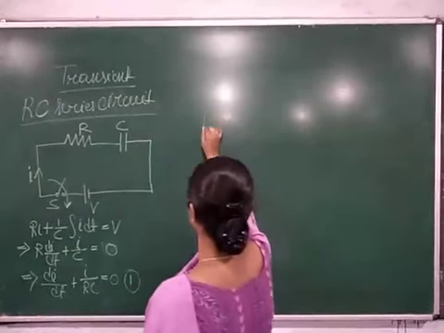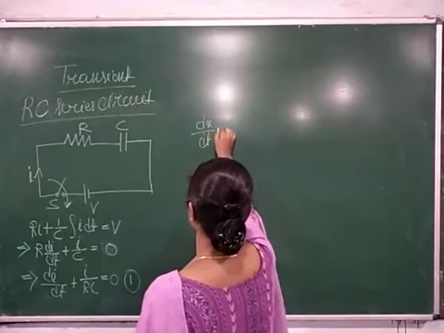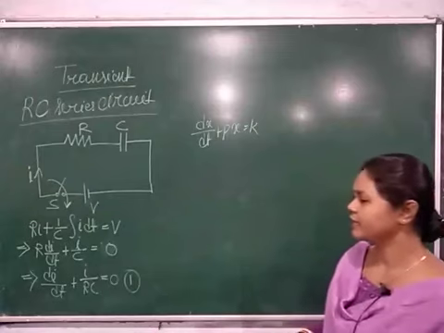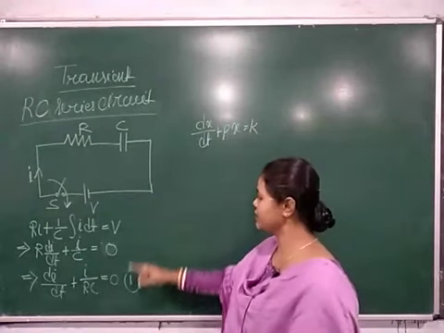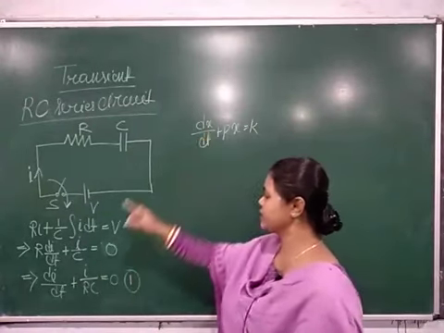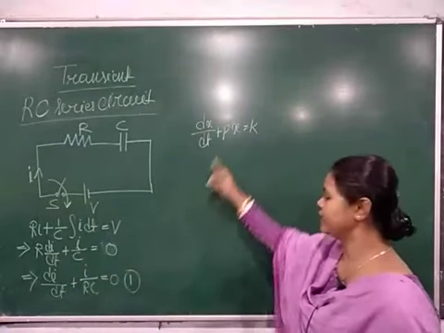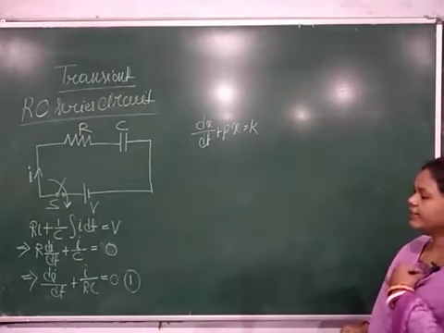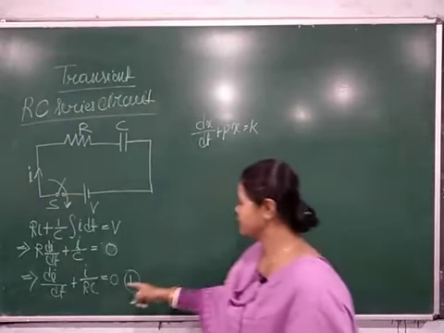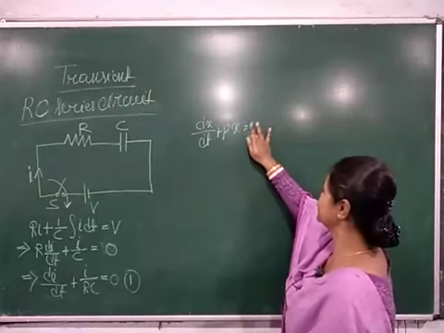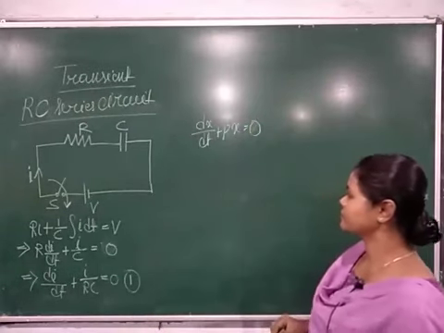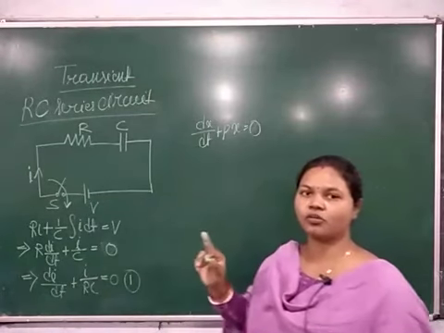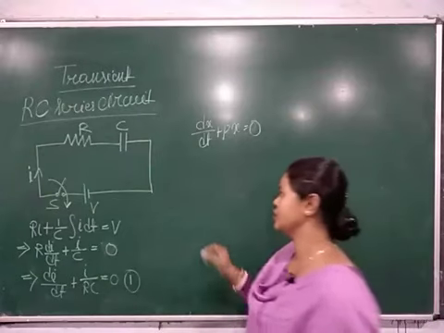A homogeneous equation has the form dx by dt plus Px is equal to K. Here, if we compare this homogeneous equation with equation number 1, x is i and P is 1 by RC, and K is 0. And now it has only one solution. As it is a homogeneous equation, it has only one solution.